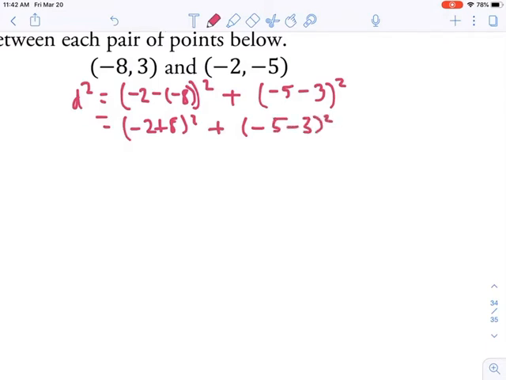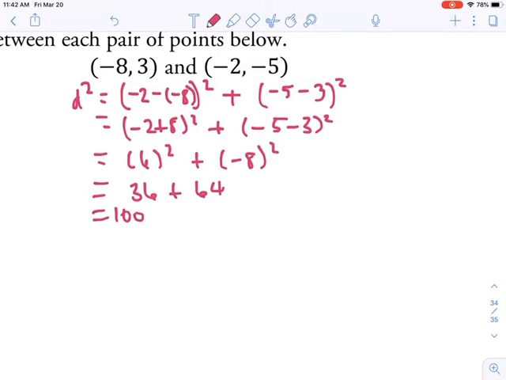There we go. And so then -2 plus 8, of course, is 6 squared, and -5 minus 3 is -8 squared. Really important here: keep that negative inside the brackets, because the whole thing is getting squared. And that means we're going to end up with 36 plus 64. So d squared is equal to 100, and that means, when we square root both sides, that d is equal to 10.